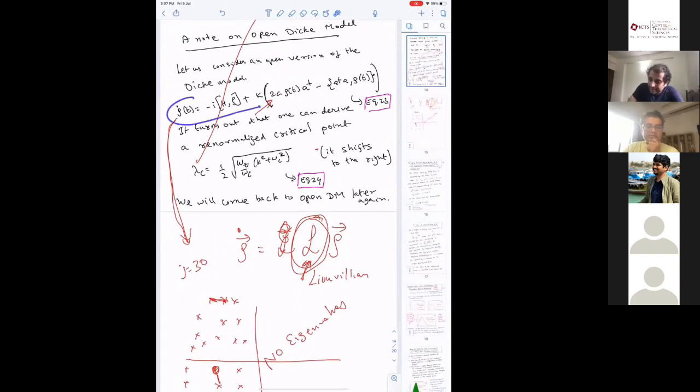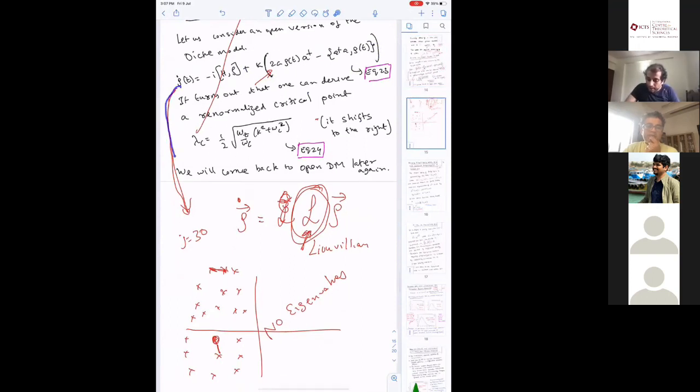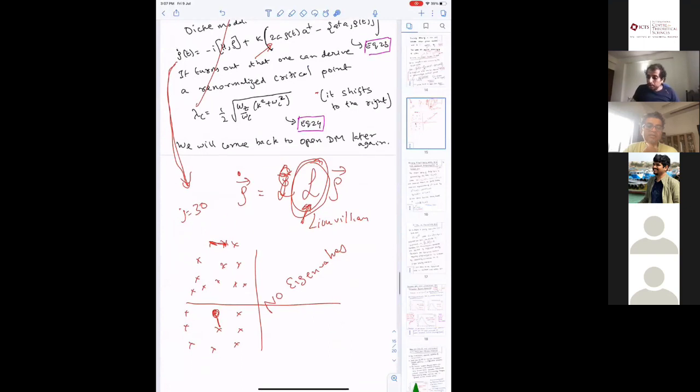So basically, this is the open decay model. This is the usual decay Hamiltonian, plus you have this Lindblad term. Yesterday we saw that you can vectorize such problems and write them in this form. And now to write it in this form, you will end up getting the Liouvillean.